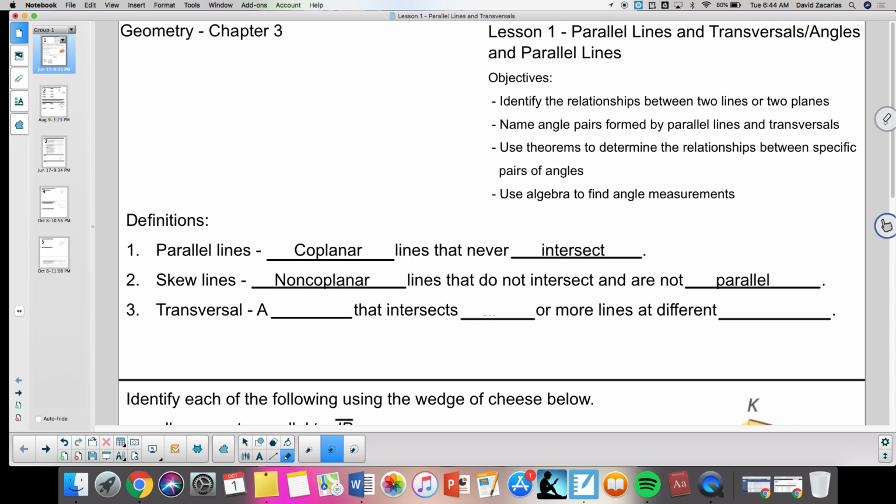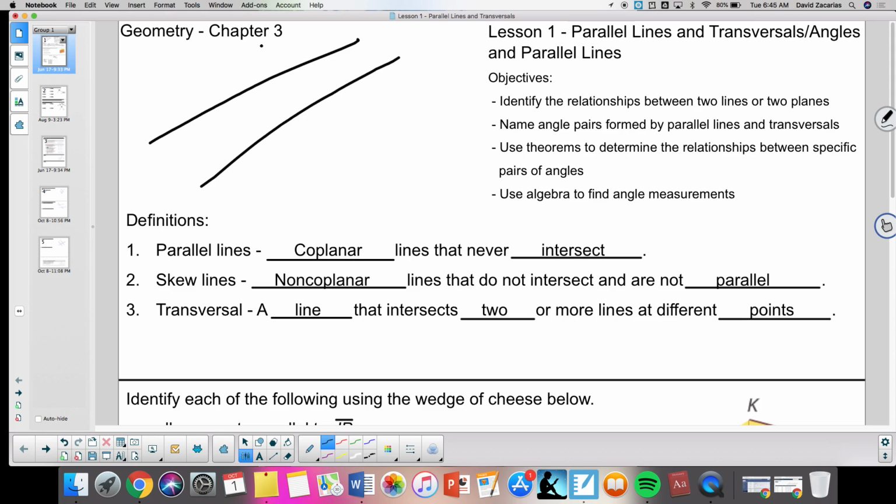And here's one of our most important words, transversal. Transversal is a line, could be technically a segment, that intersects two or more lines or segments at different points. Okay? So transversal is a line that intersects two or more lines at different points. So what that looks like is if I have two lines like this right here, this one right here would be your transversal.